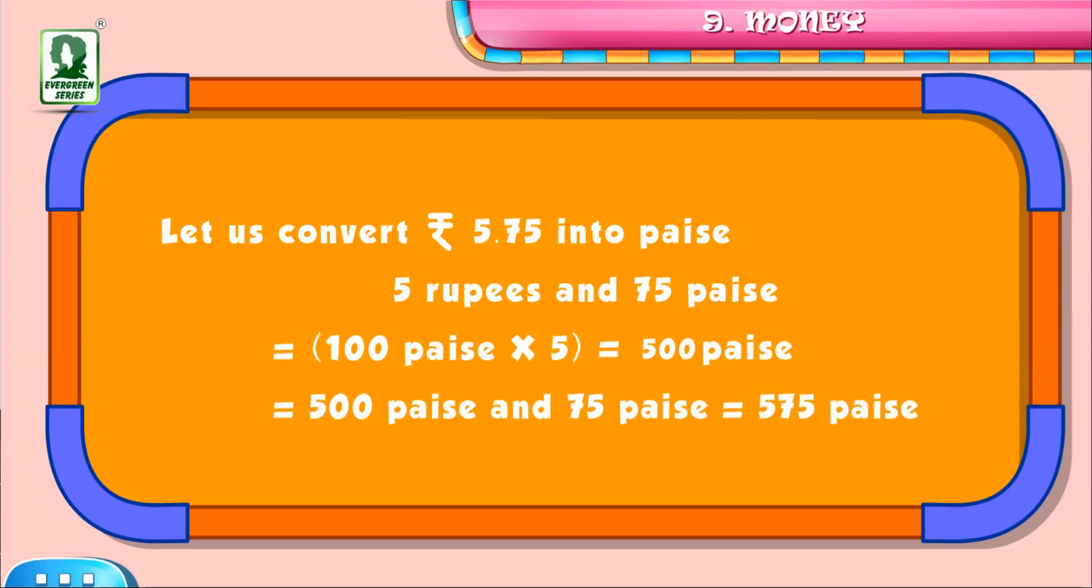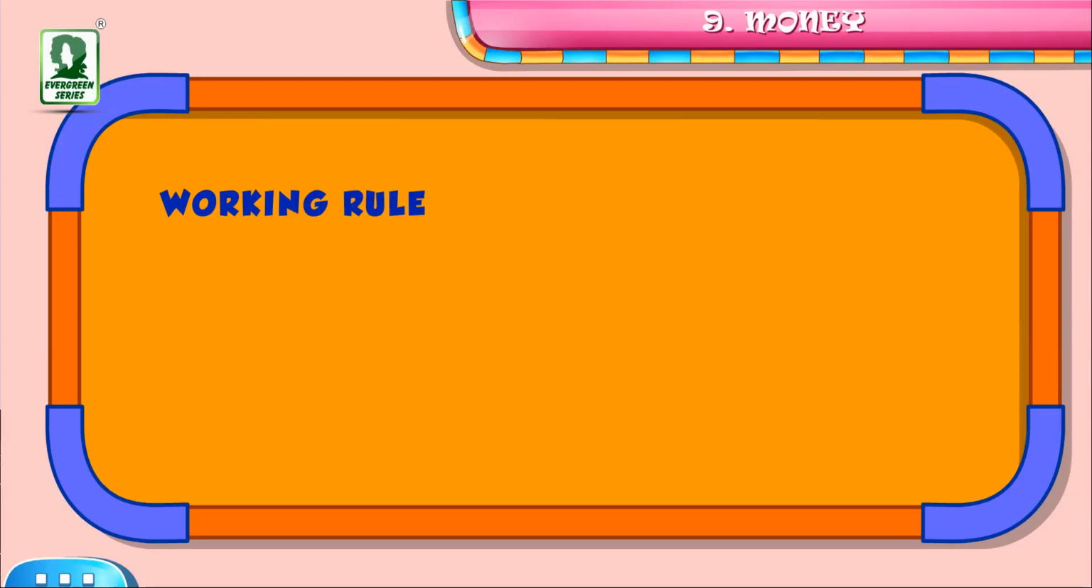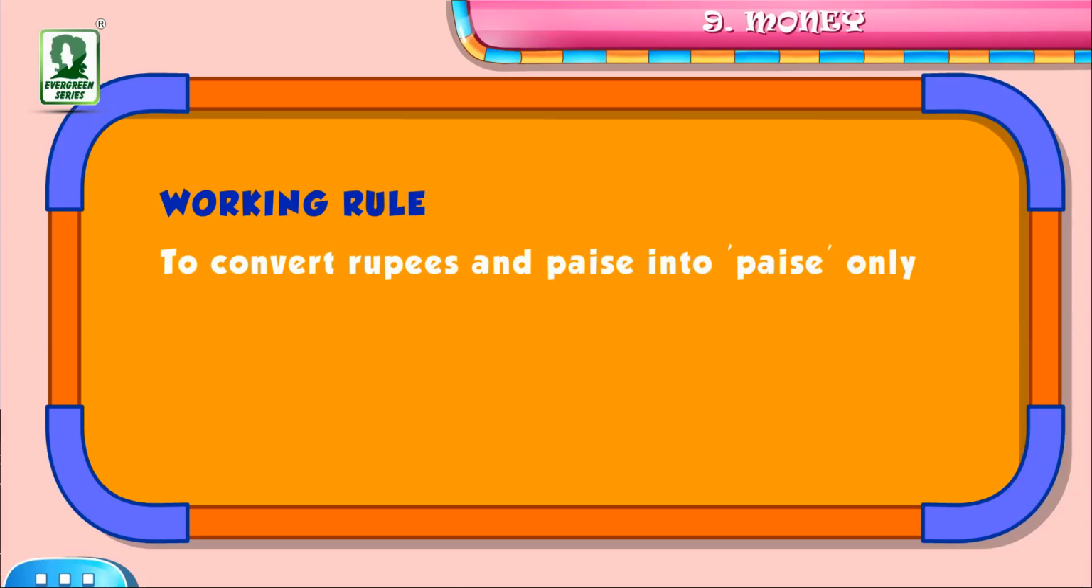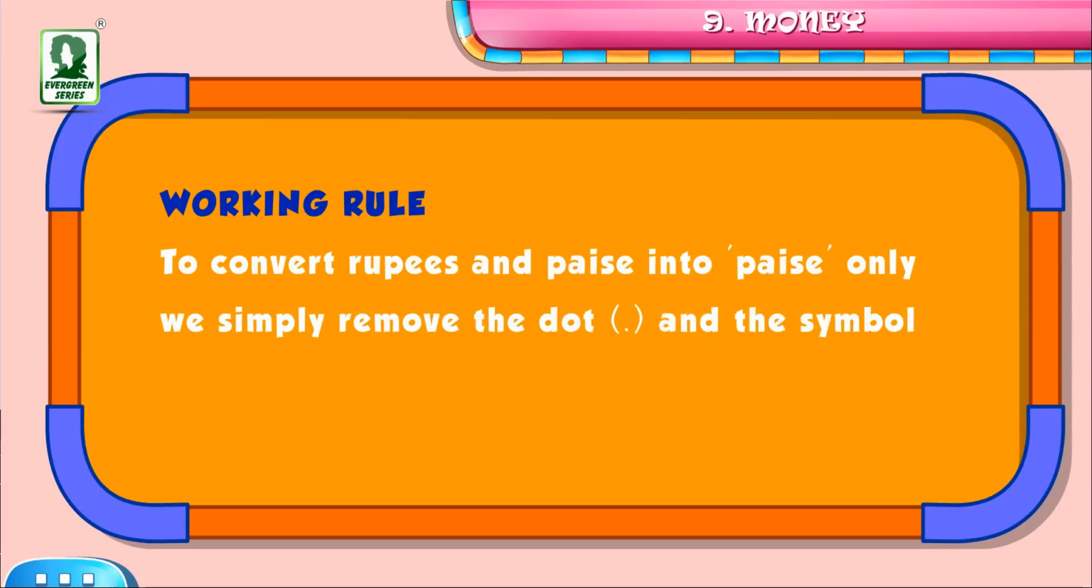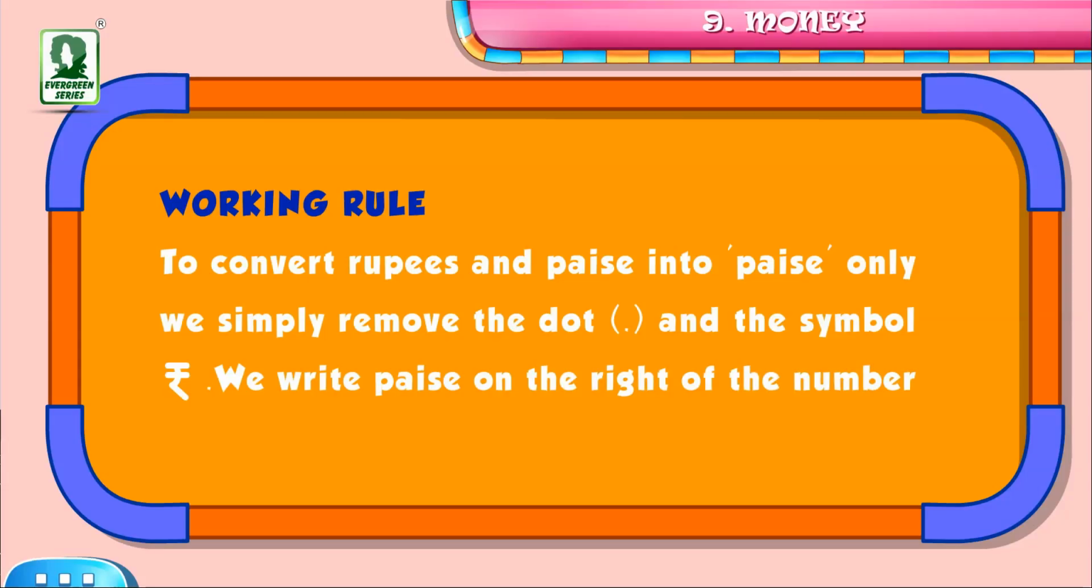575 paise. Working rule. To convert rupees and paise into paise only, we simply remove the dot and the symbol rupee. We write paise on the right of the number so obtained.